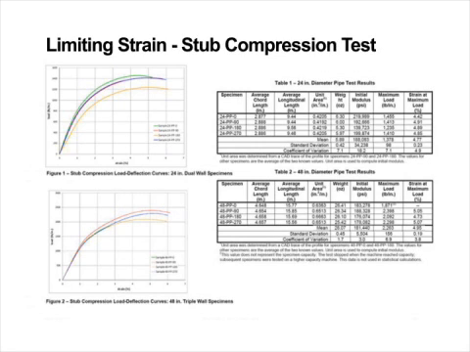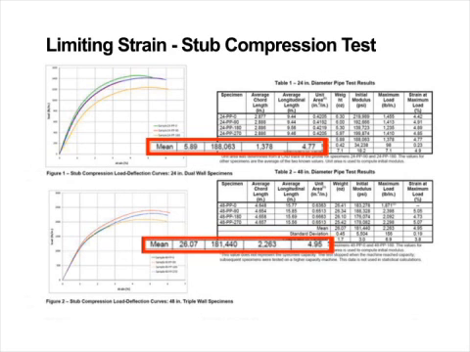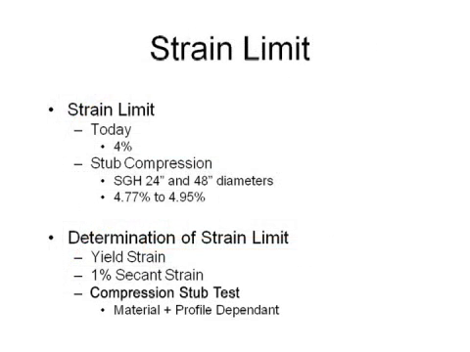You see from this graph two diameters that were tested, 24-inch and 48-inch. You can see at the table from the right, for the 24-inch sample we have a mean value of 4.77% strain, and for 48-inch we have a value of 4.95% strain. We have established 4% as the maximum allowable strain limit for the purpose of design.